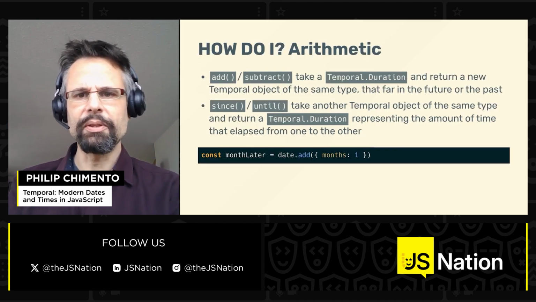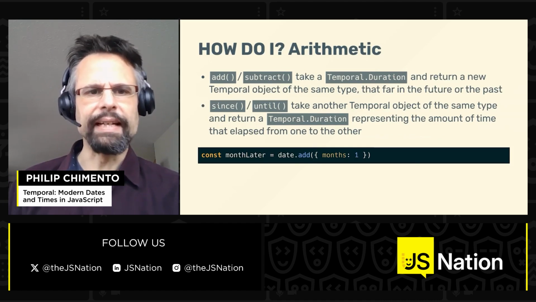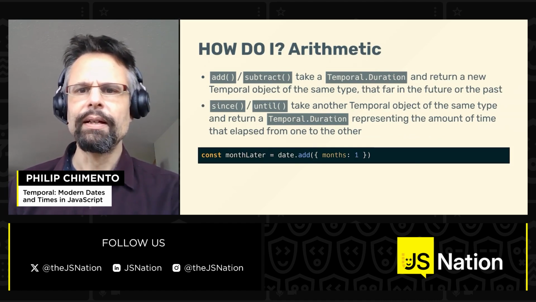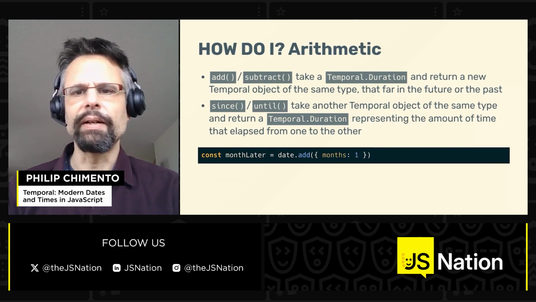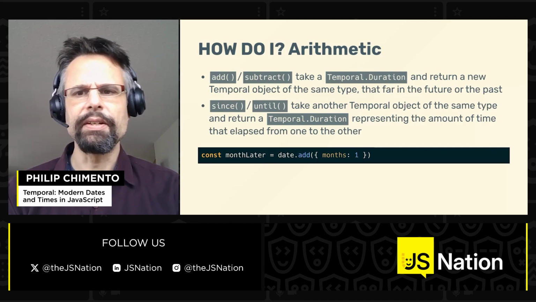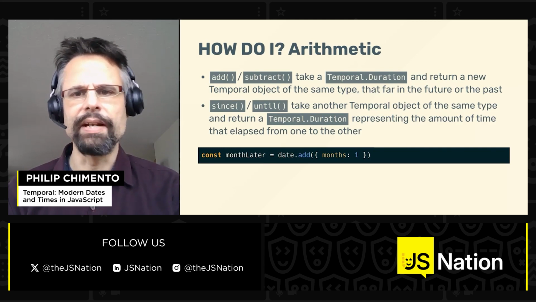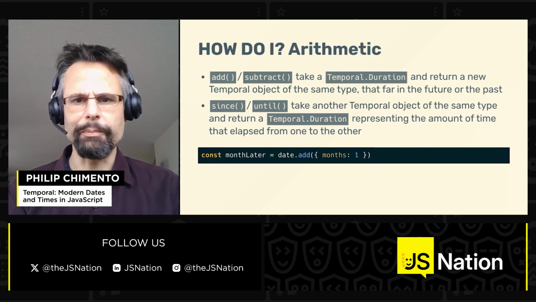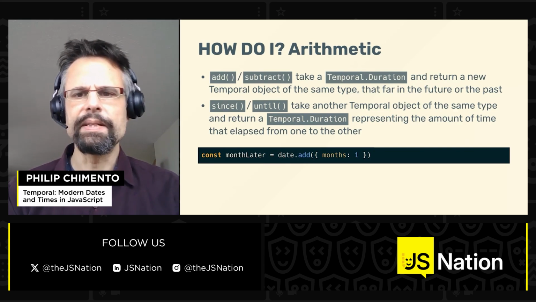This is a good time to take a look at how to do arithmetic with dates and times in Temporal. I mentioned Duration a few slides ago, and I mentioned arithmetic methods. These are the arithmetic methods. We have add and subtract for adding or subtracting a duration from another type. And we also have since and until that determine the elapsed time as a duration between two objects of the same type.